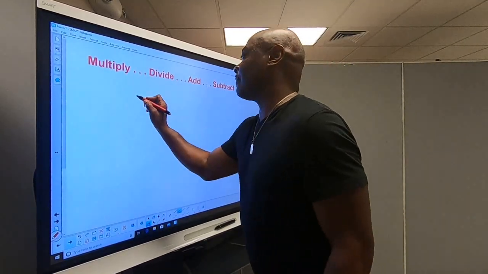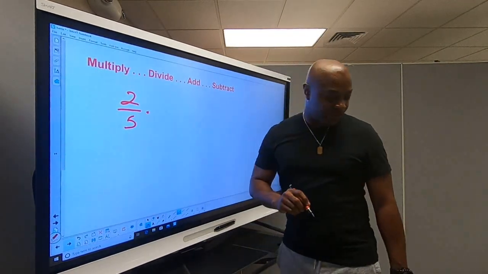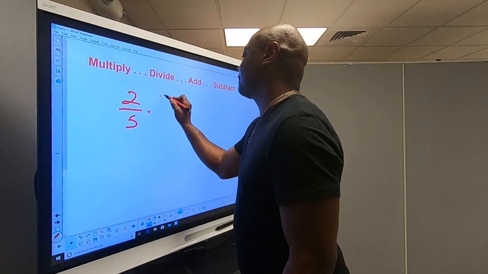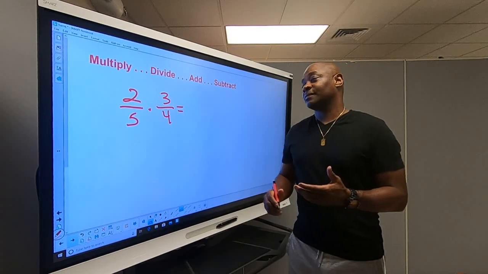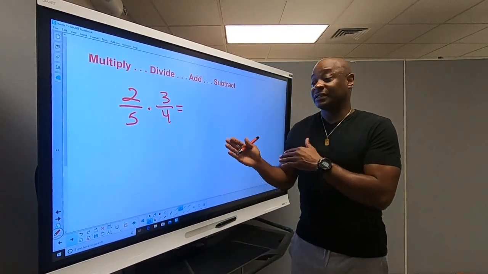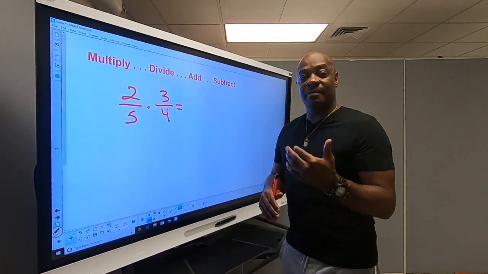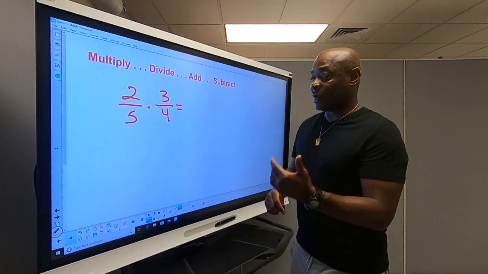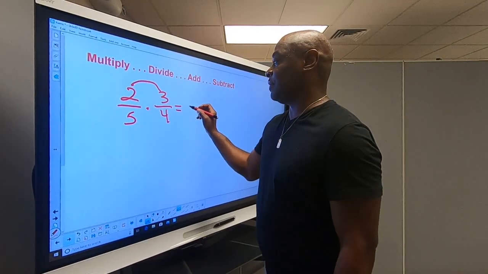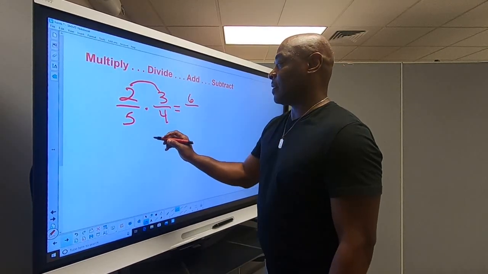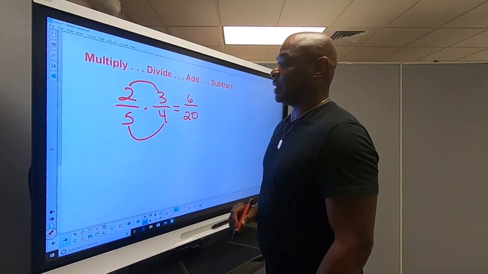Okay, so I have 2/5 that I want to multiply by 3/4. Okay, now multiplying fractions is exactly doing what it says to do. I will multiply my numerator with my numerator and my denominator with my denominator. So now, looking at this problem right here, I see that what? 2 times 3 will give me what? 6. Okay? 5 times 4 will give me what? 20.